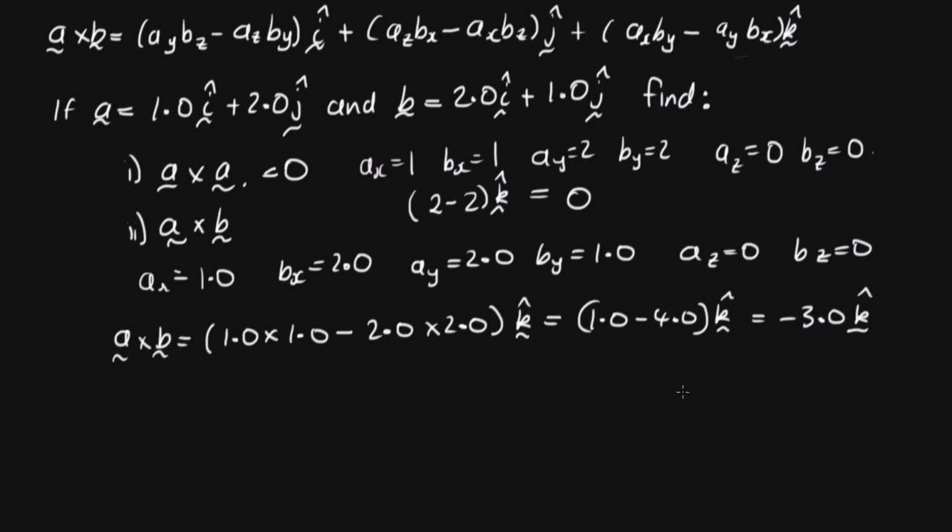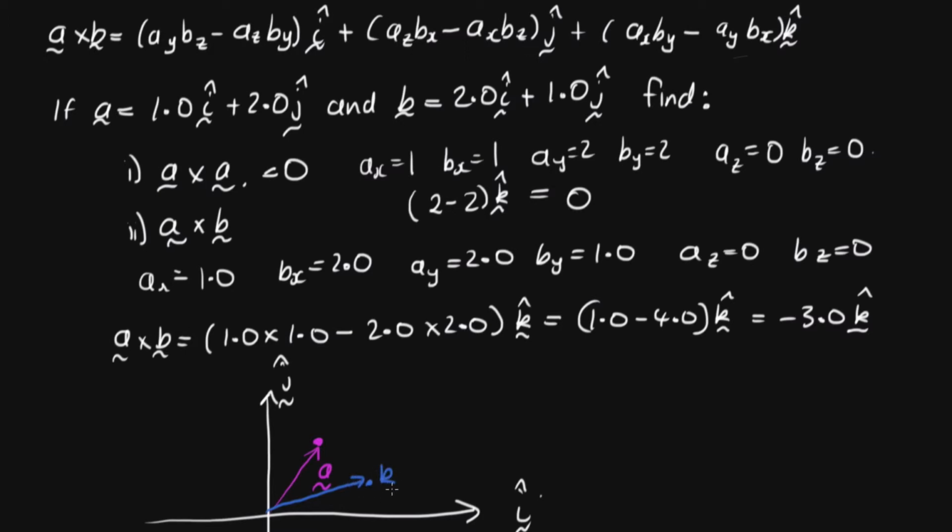Now let's just check this with our right hand rule as well. So what I'm going to do here is sketch, here's our I axis, here's our j axis. So let's make A pink. So we've got 1, 2. So this is vector A, and vector B we'll do in blue. So it's 2i and then 1j. So this is vector B here.